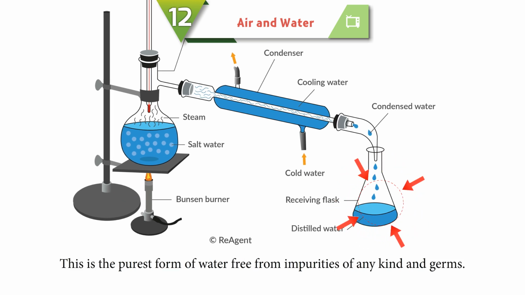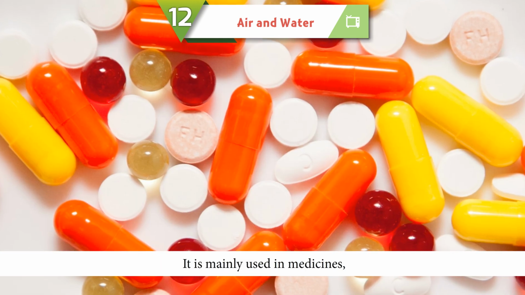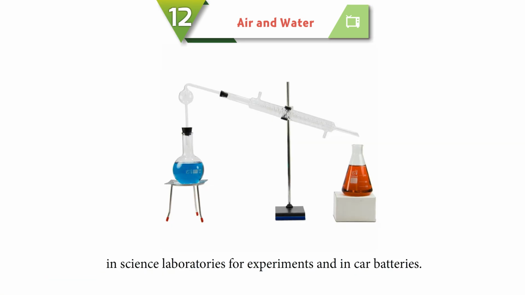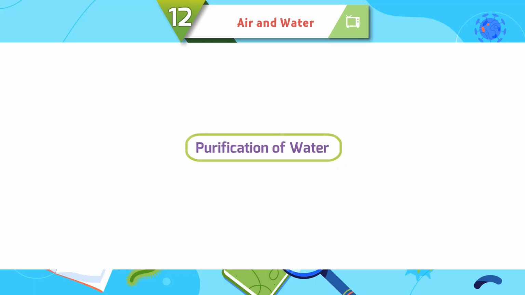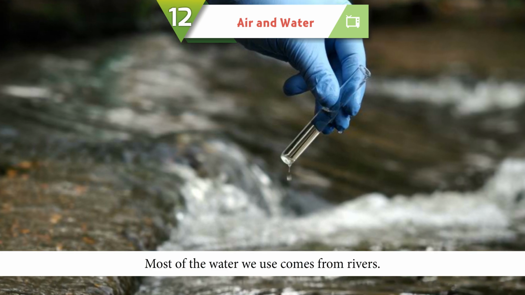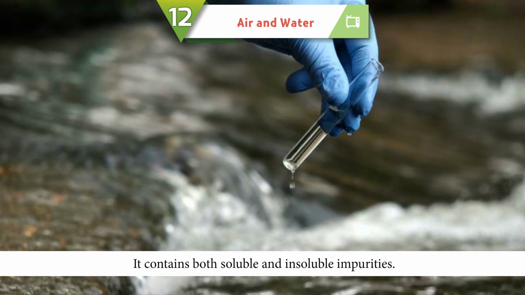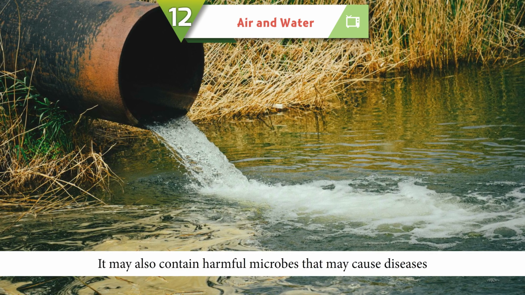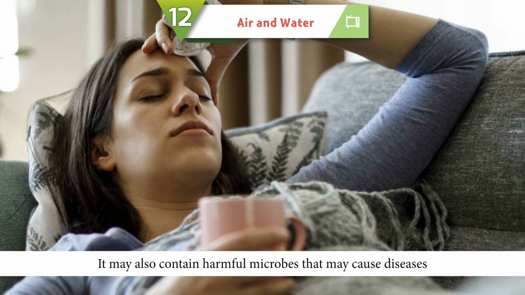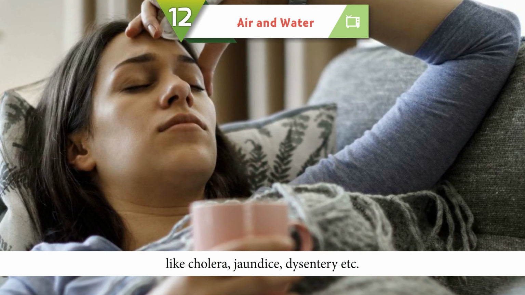This is the purest form of water, free from impurities of any kind and germs. It is mainly used in medicines, in science laboratories for experiments, and in carpet purification of water. Most of the water we use comes from rivers. This water has many impurities. It contains both soluble and insoluble impurities. It may also contain harmful microbes that may cause diseases like cholera, jaundice, dysentery, etc.